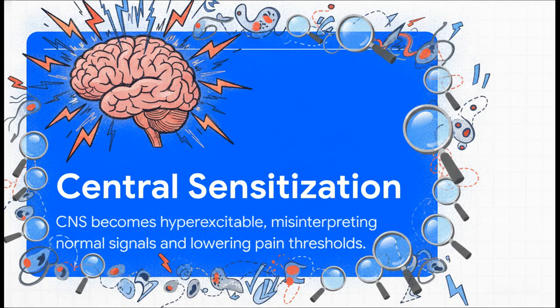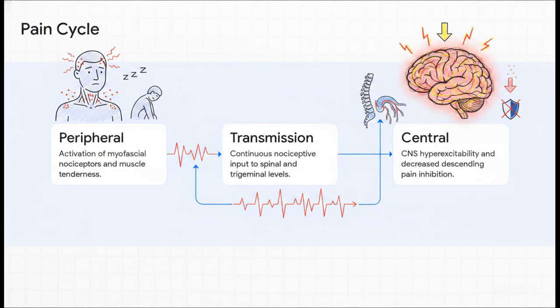In chronic cases, the central nervous system becomes highly reactive and hyperexcitable. The brain essentially cranks up the volume dial on pain signals. Patients literally develop a lower threshold for pain, which means completely normal signals are misinterpreted by their brain as noxious, painful stimuli.